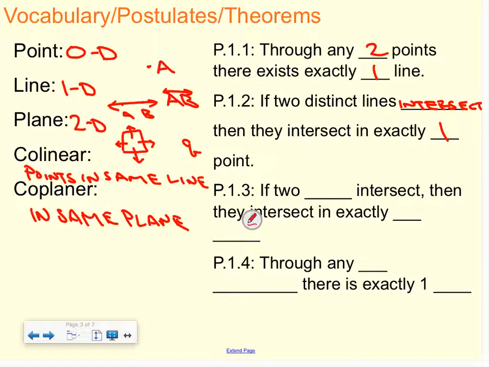The third one: if 2 planes intersect, okay, so imagine now 2-dimensional objects. These 2 planes, like 2 pieces of paper kind of, then they intersect in exactly 1 line.